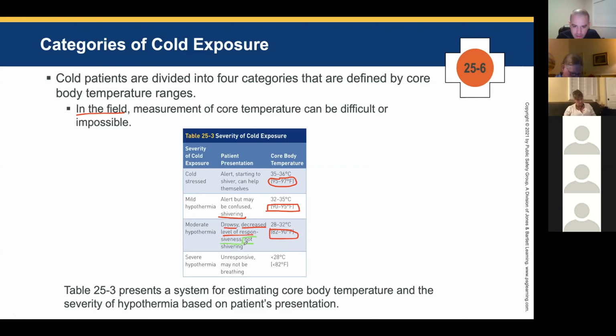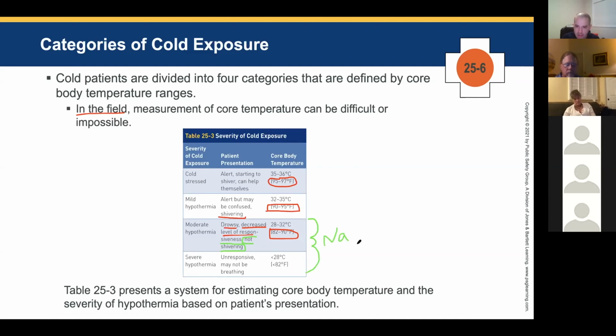So you may come upon a hypothermic patient that is severely hypothermic, and you may be thinking, okay, this person's not hypothermic because they're not shivering. And that's absolutely not the case. Many times a hypothermic individual who is not shivering is severely hypothermic.